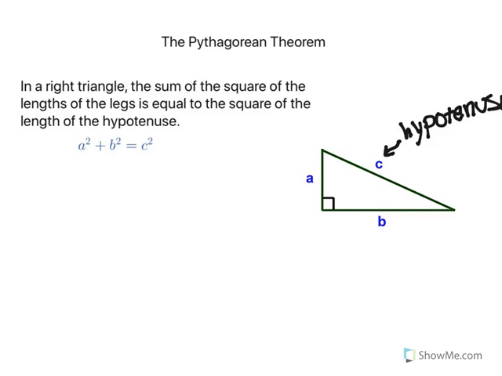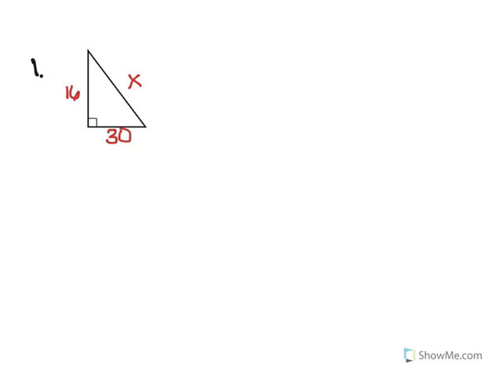The hypotenuse is the longest side of the triangle, and it's the slanted side. So c has to be labeled as the hypotenuse. Super important. So we can use a squared plus b squared equals c squared to solve for any of the missing sides of a right triangle when we're given the other two sides. Let's try a couple of examples.